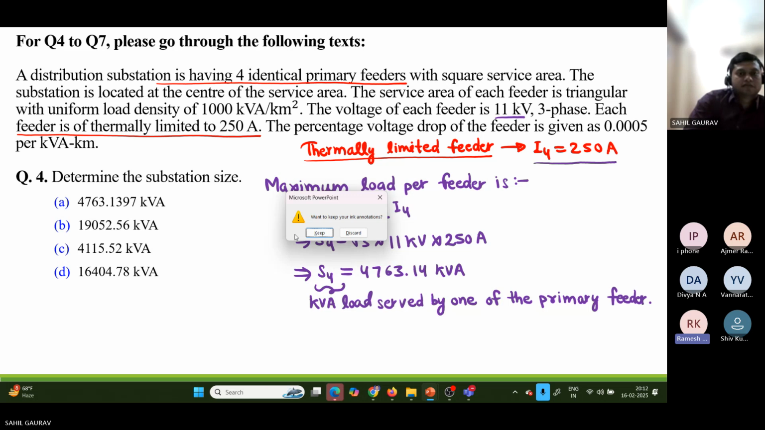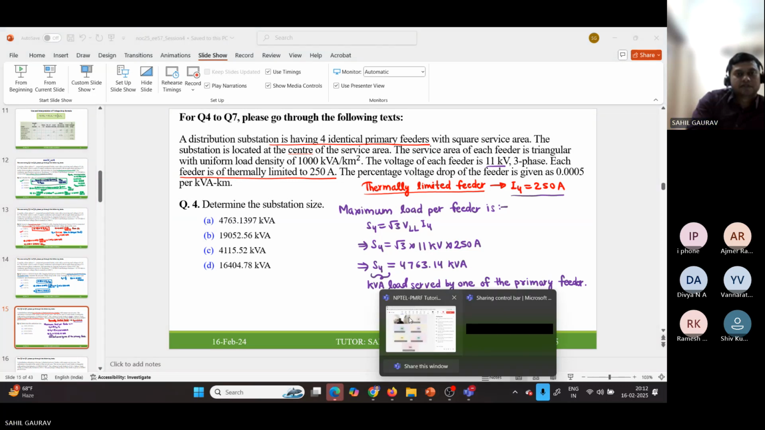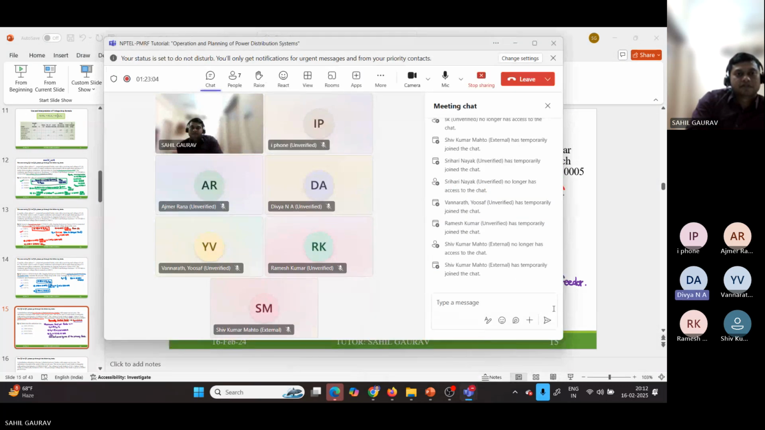Uh, answer is J. No, answer is which one? Same, B, 4763. No, B is correct, the answer is not the same. This is the kVA load of one primary. They are asking for the substation size. Who said B? B. Okay, DV.